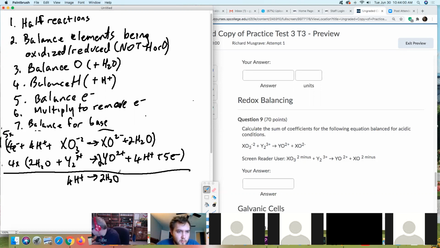All right, so now we can put the rest of it in here. So it'll be 5XO3 2 minus plus 4Y 3 plus, and down here 5XO2 minus, and then 8YO2 plus. Okay.